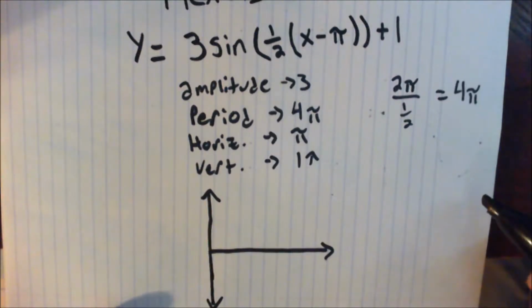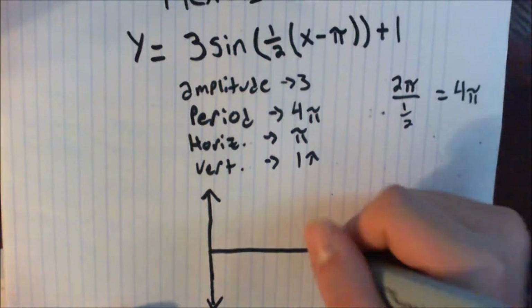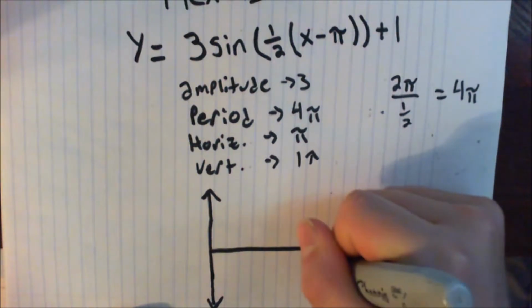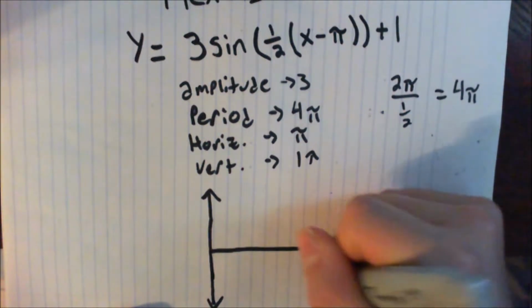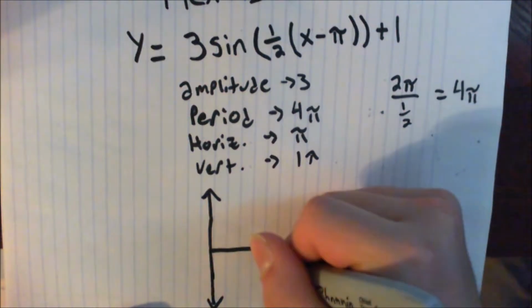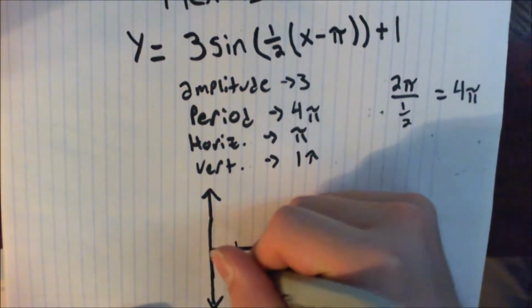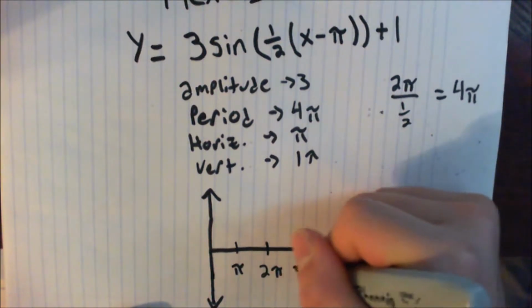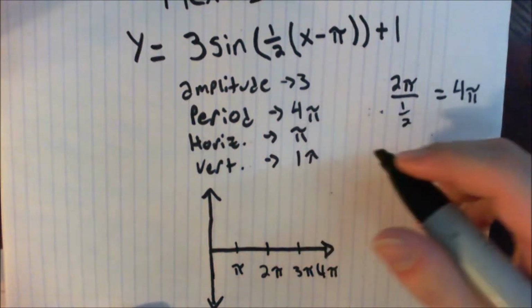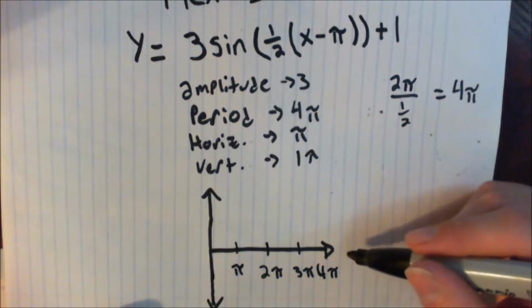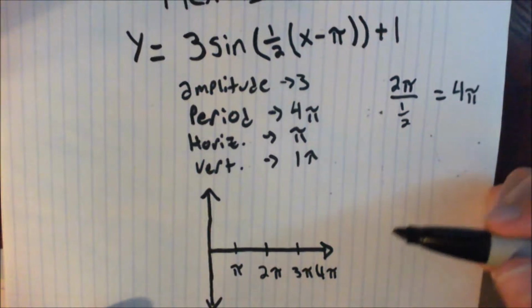Let's begin by labeling our x-axis. Our period is 4 pi. Half of 4 pi is 2 pi. Label pi, and 3 pi. Now that we have our x-axis, let's begin labeling our y-axis.